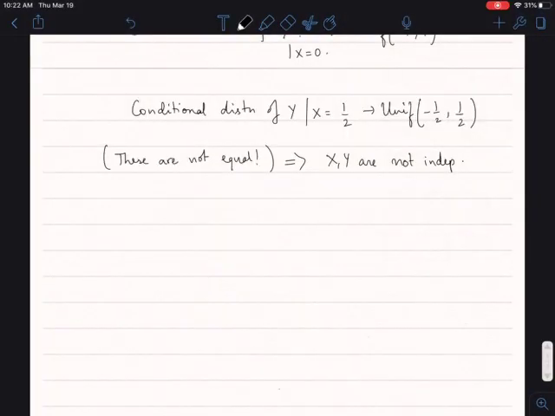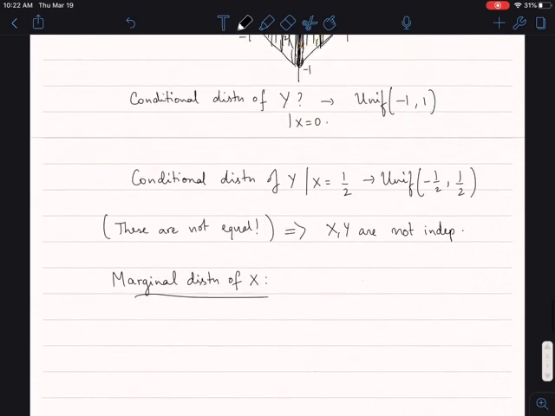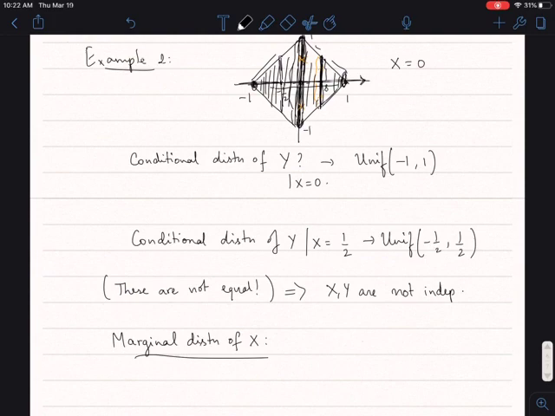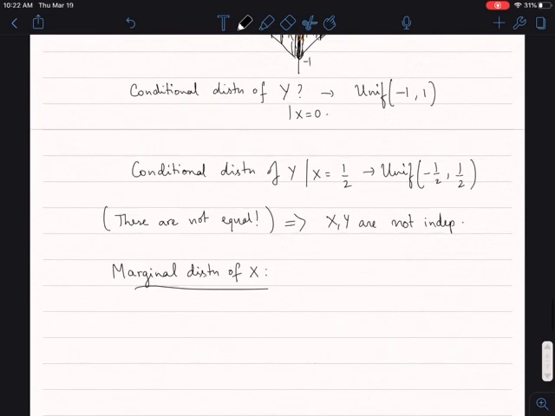So let us now see what the marginal distribution of x is. Recall that the marginal distribution is simply the distribution of x if you ignore the value of y. Okay, and so again, you notice that x ranges from -1 to 1, just like we had in example 1. But now this is not uniform. So the distribution is not uniform.